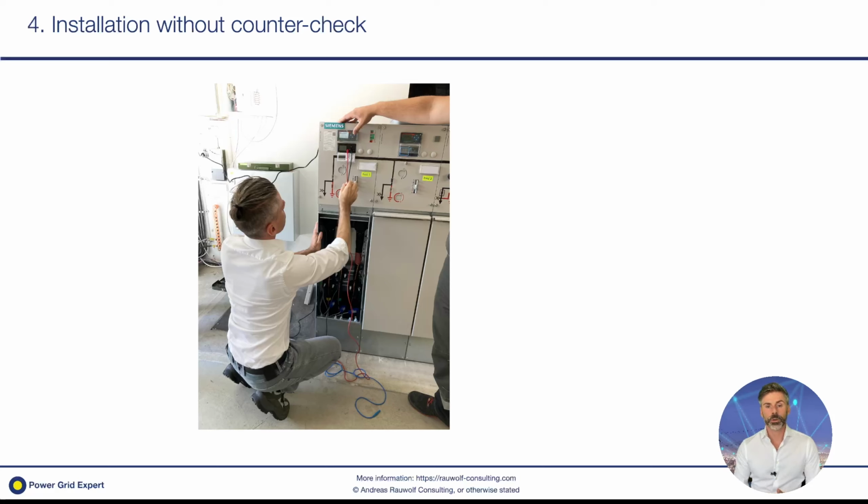The best way to do it is a simple primary test. Make a loop through the CT, put some current through, make the same with the voltage. Check in the measurement indications if it's the right phase, if it's the right direction of what you are expecting. And you do that with all three phases, and then you're good to go.